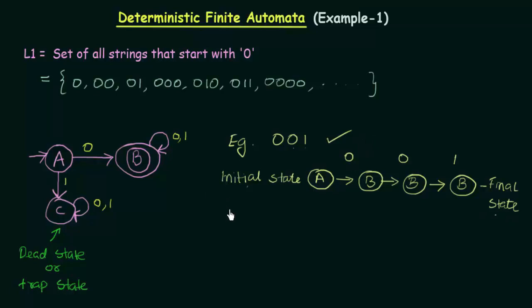All right. Now let's take another example. Example number 2 is 101. Again, I start from my initial state. What is my initial state? It is A. And I get the input 1. 1 is the first input. And on getting input 1, where does A go? It goes to state C. And I'm in state C, and the next input is 0. On getting input 0, state C stays in C itself.